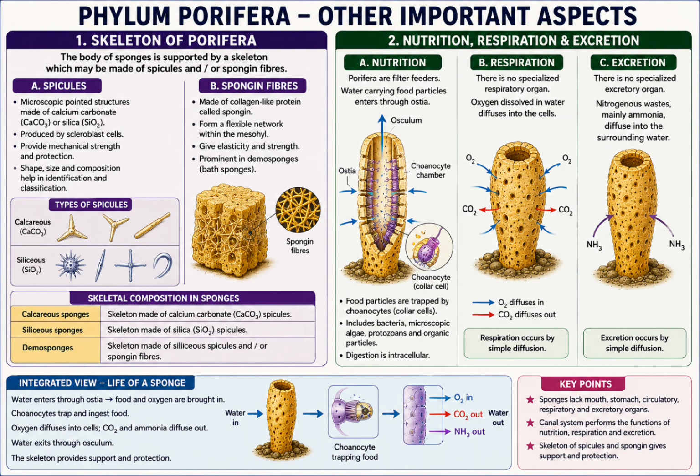So, the entire life of a sponge depends on one simple phenomenon, the continuous flow of water. The canal system brings food and oxygen into the body, removes carbon dioxide and waste. While the choanocytes help in food capture, the skeleton provides support and protection. Thus, although Porifera are simple multicellular animals, their body organization is remarkably adapted to an aquatic filter feeding lifestyle.